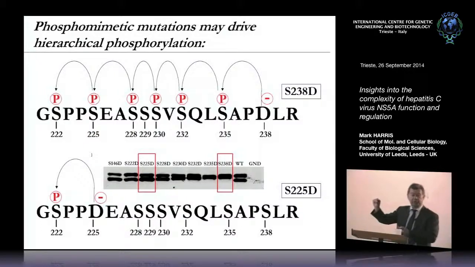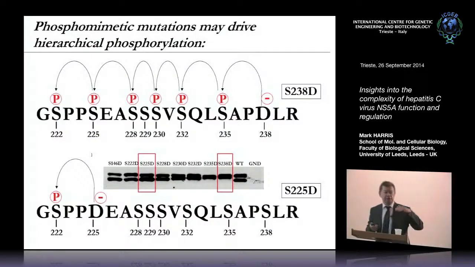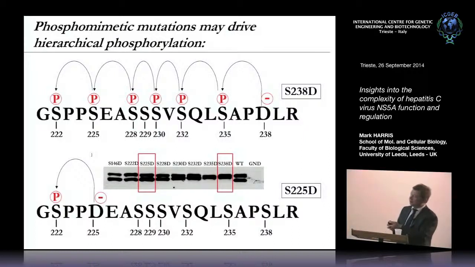We think there's still a difference between them. Something else must be happening. But it says to us that phosphorylation of these residues here is important to generate that hyperphosphorylated form. Whereas if you introduce, say, 225D, you're only going to then drive the phosphorylation at 222. So you're only going to move that very slightly in terms of its molecular weight. So there's a gradation here occurring across this protein.